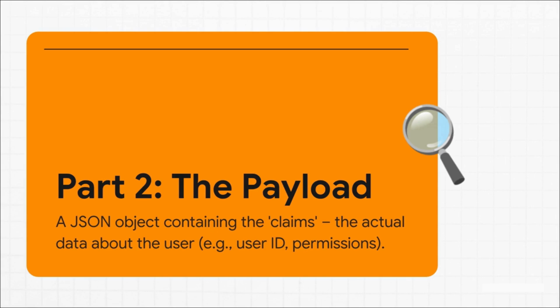The second part is the payload. This is the good stuff. This is the heart of the token. It's another JSON object, and it contains what we call claims, which is just a fancy word for pieces of information about the user. Things like their user ID, their name, maybe their permissions, and when the token should expire.